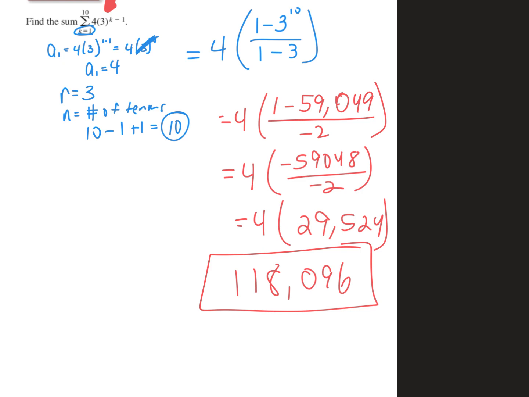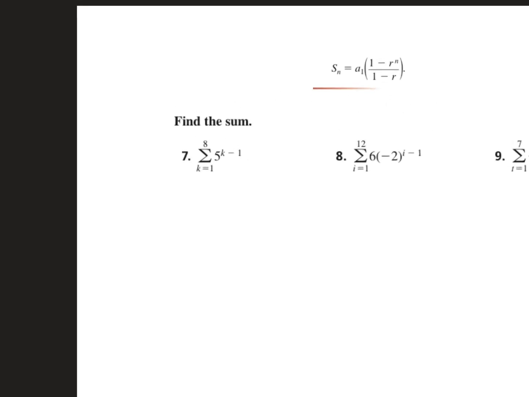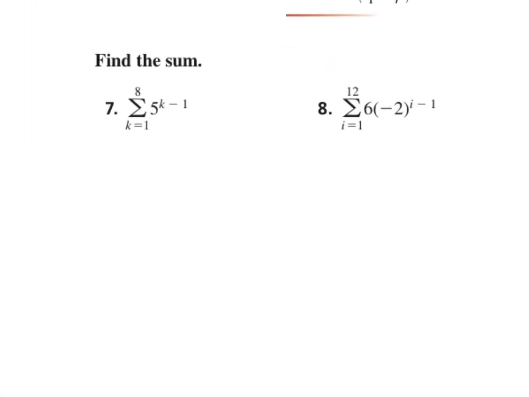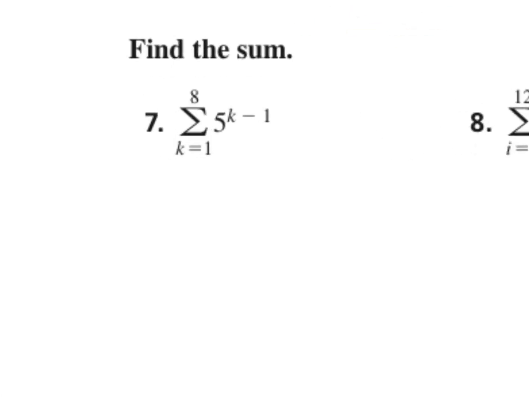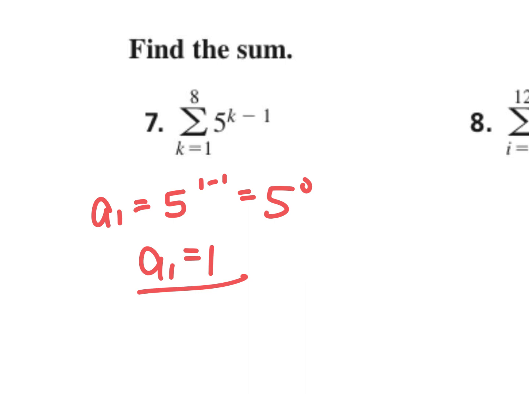All right, let's do a couple more. The only tricky part is if you guys have fractions or something like that. So let's talk about what we need. First term, if I plug in 1, I have 5 to the 1 minus 1 power. So in this case, guys, I end up with 5 to the 0. What's the first term of this sequence? 1. A sub 1 equals 1, okay?